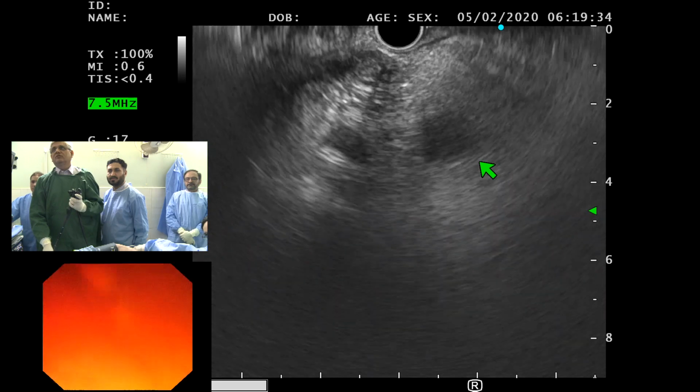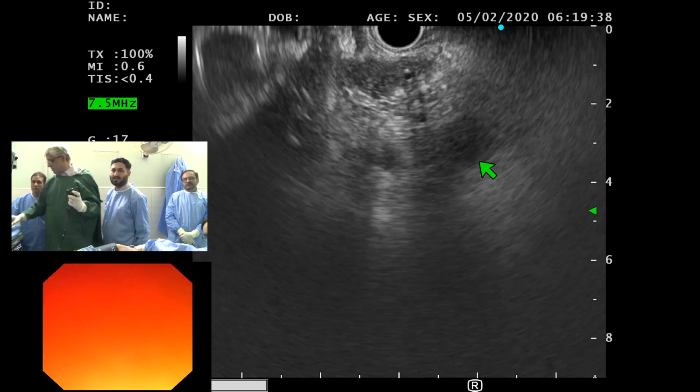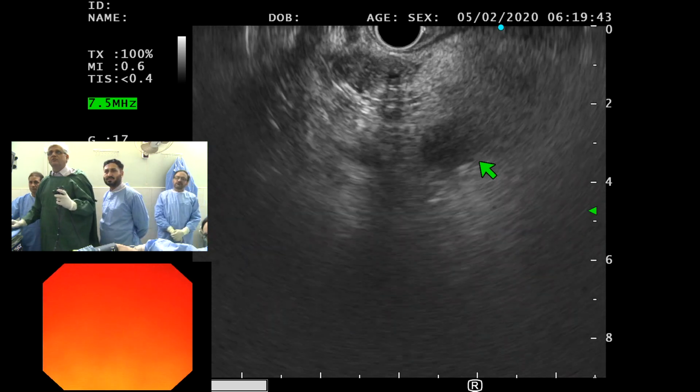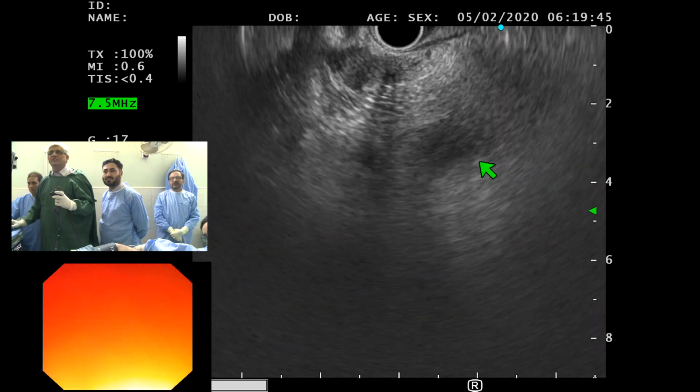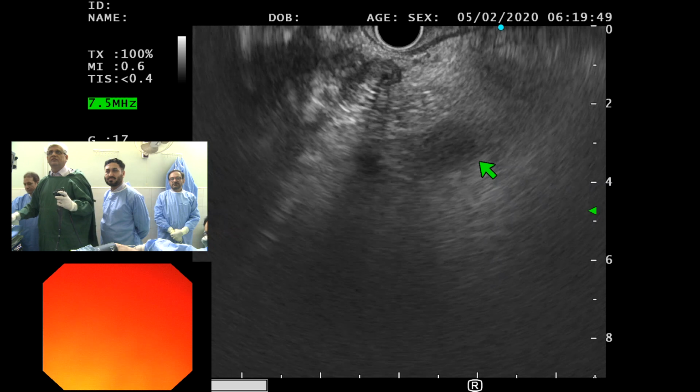PT is okay, but this is not normal. If you remember what Dr. Khalid was saying yesterday, you can't see that. So distal CBD doesn't look normal. Okay.